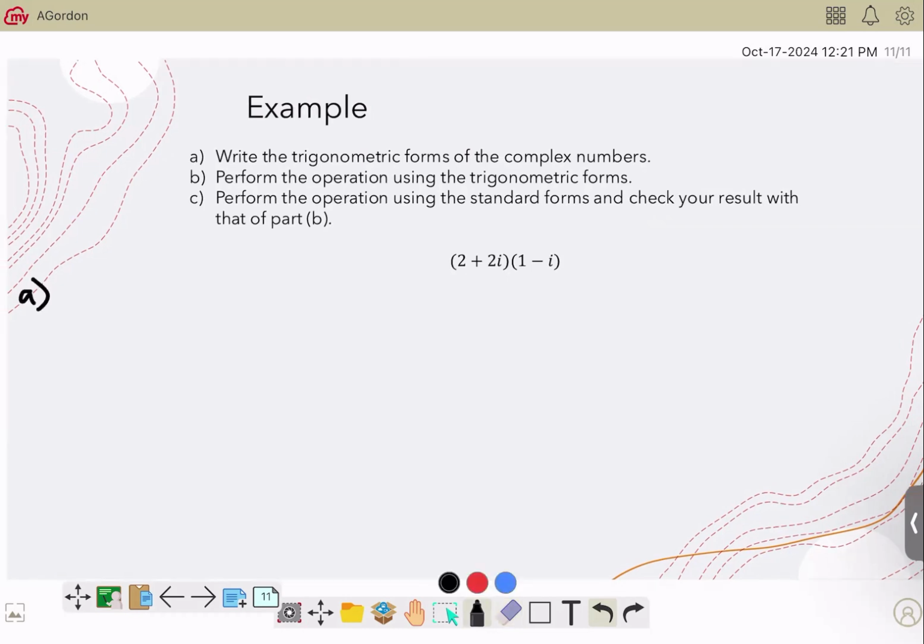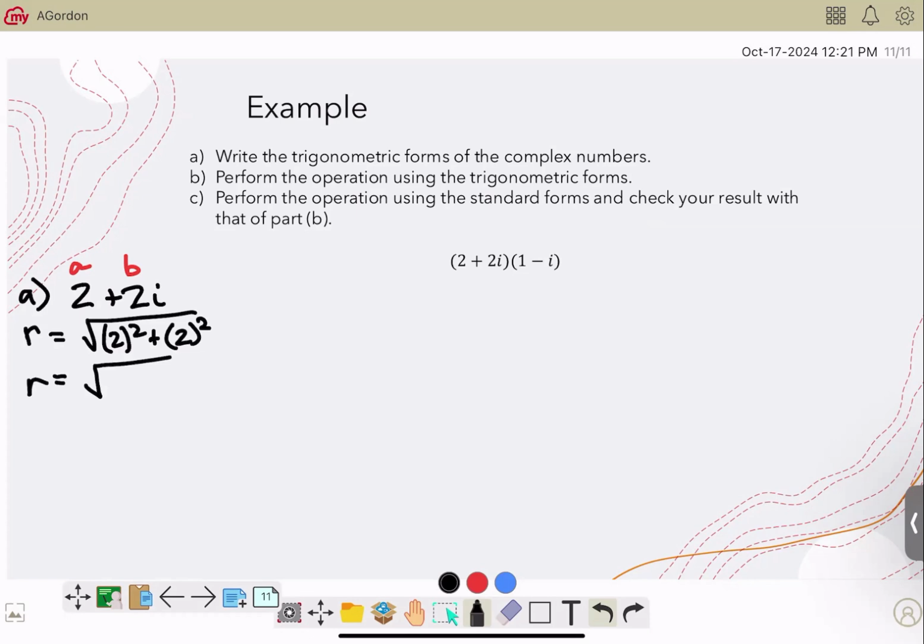For part A, let's rewrite first 2 plus 2i. To write it in trigonometric form, I need to identify a and b so that I can find r and I can find theta. So r is going to be the square root of a squared plus b squared. So the square root of 2 squared plus 2 squared. And that is going to be the square root of 8. And then our tangent of the angle is b over a. So tangent has to be 2 over 2.